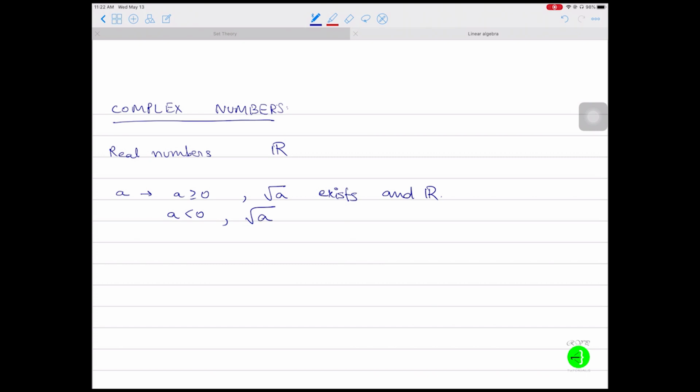So mathematicians came up with this number called iota, which is taken as the square root of -1. And using this letter iota, we can find the square roots of each and every number. So if we have a number -a, we can write that as the square root of a times the square root of -1, and then denote the square root of -1 as iota. So that could be written as iota times the square root of a. And now this a is positive and we know that the square root of a would be a real number.